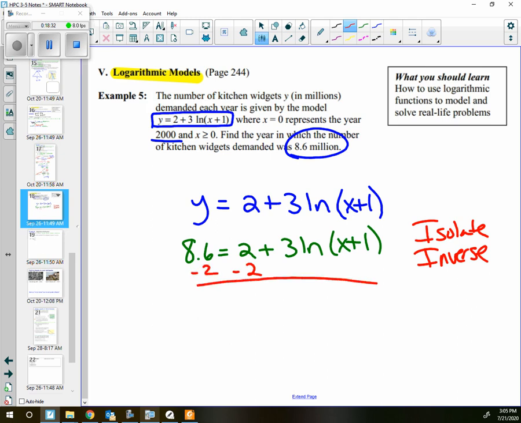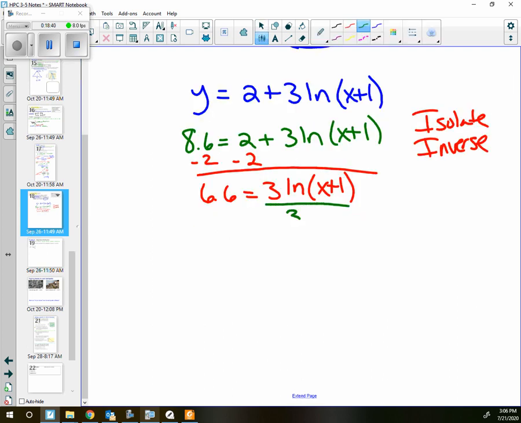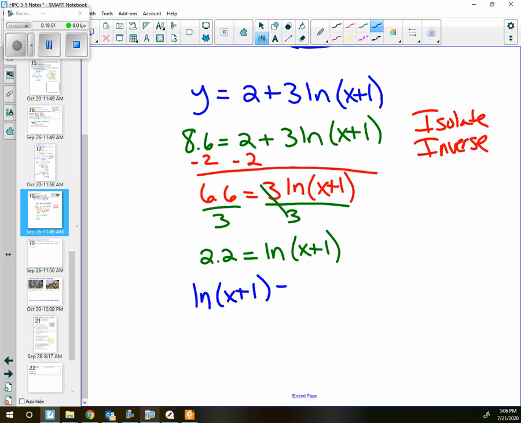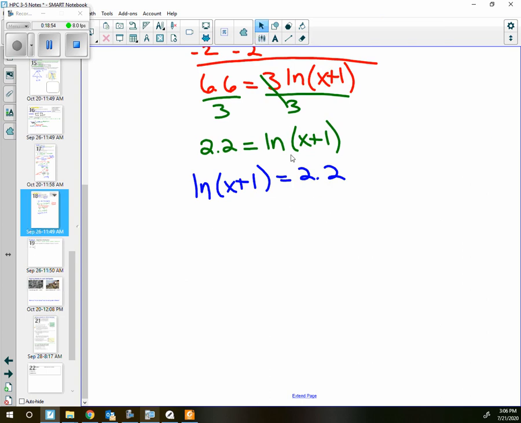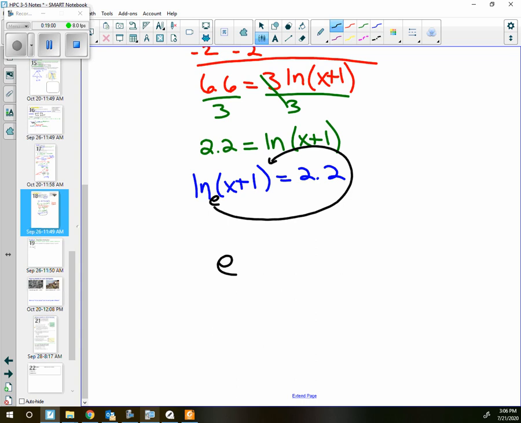First thing I would do is subtract 2. So 6.6 equals 3 times the natural log of x plus 1. Okay, then we need to get rid of that 3 out front. So that would be 2.2 equals the natural log of x plus 1. Or if it's easier, you can write natural log of x plus 1 is equal to 2.2, if you like your log on the left. All right, so now we've isolated. Now we're going to use the inverse. Remember, this is base e. So we're going to rewrite it as an exponential. So e to the 2.2 is equal to our argument, x plus 1. And then we're going to subtract 1. So this is going to be e to the 2.2 power, and then minus 1.